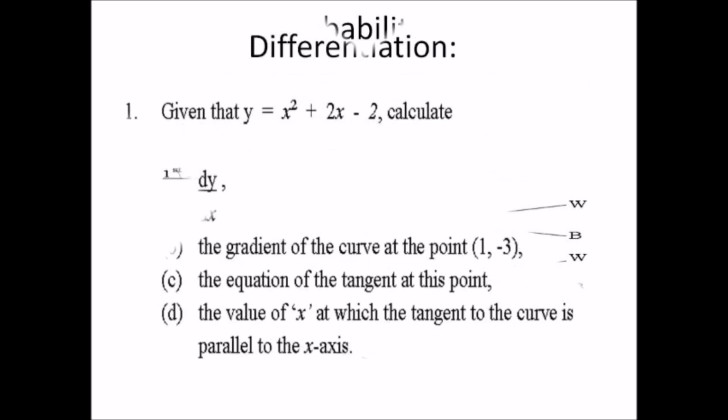Okay, let's move on. Differentiation. Given that y is equal to x squared plus 2x minus 2, calculate A, dy by dx, the gradient, and then B, the gradient of the curve at the point (1, -3), and C, the equation of the tangent at this point, and D, the value of x at which the tangent to the curve is parallel to the x-axis. Typical differentiation question.